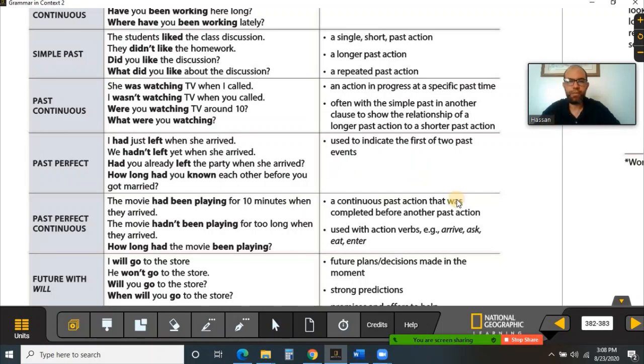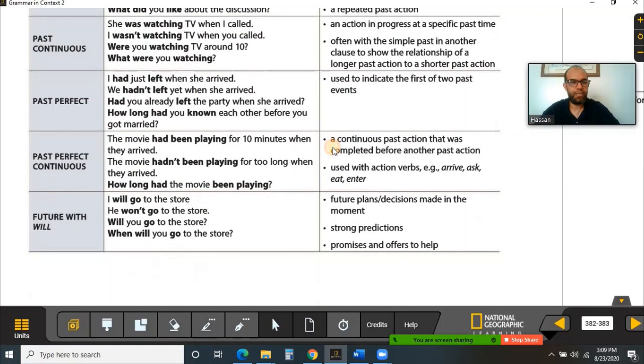Now, very important thing to mention here. When you use before and after, you don't have to use the past perfect. Why? Because before and after make it clear which one happened first and which one happened second. In this case, use the simple past in both actions. Example, let's try it here. I left before she arrived. So here I don't have to use the past perfect because the word before makes it clear which one happened first and which one happened second. So I left before she arrived, or she arrived after I left. Both of them in the simple past.